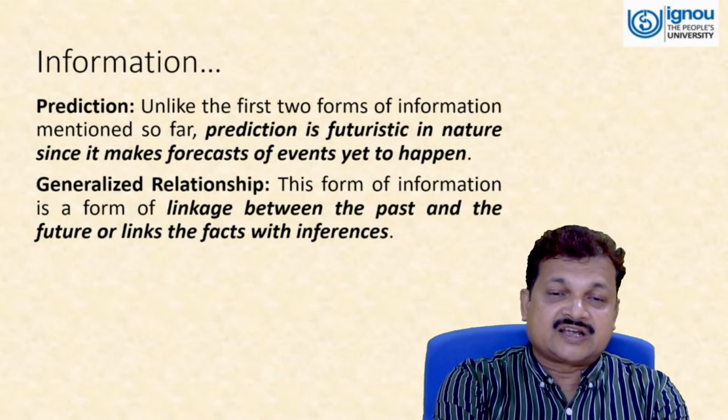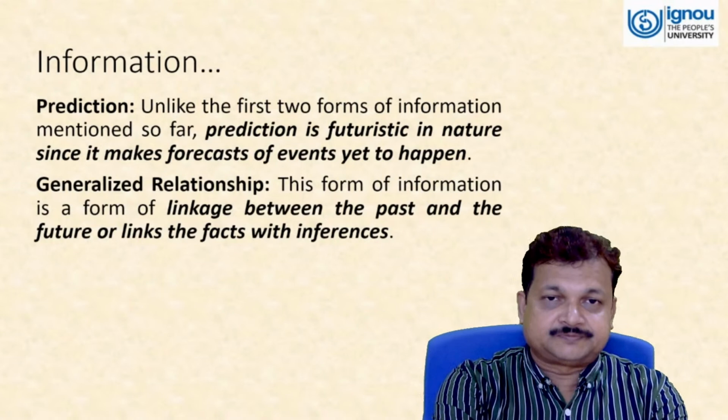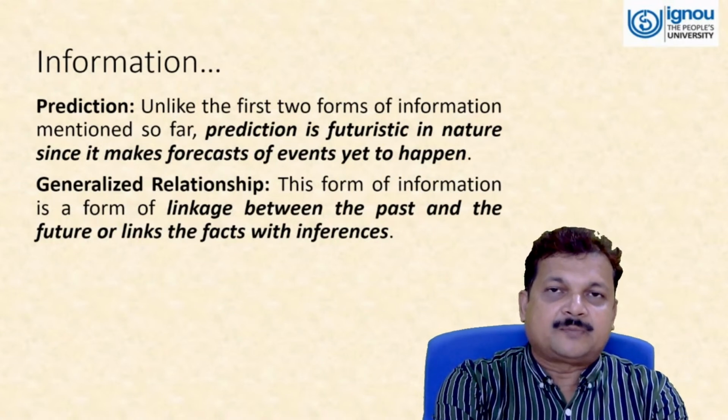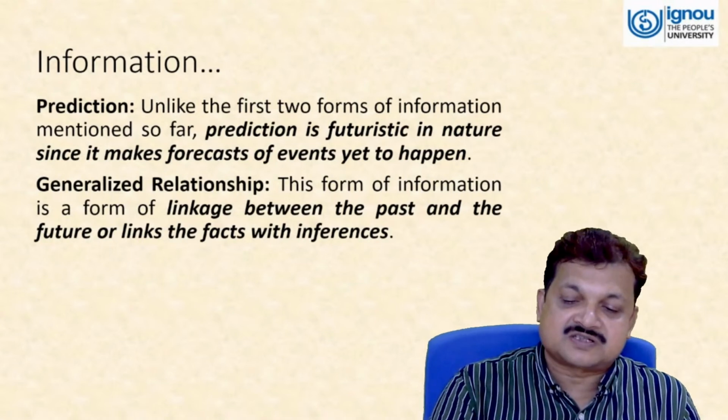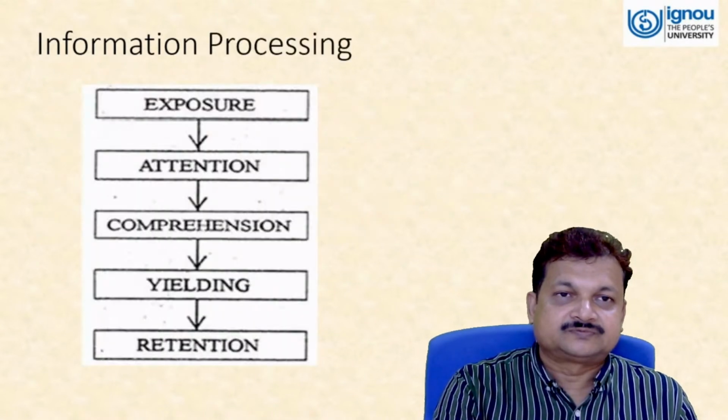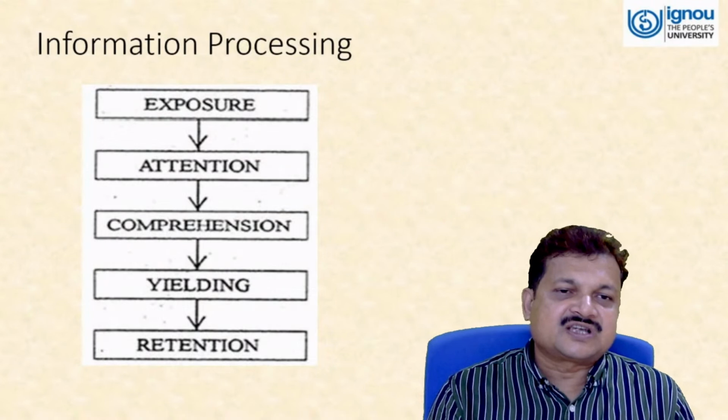So that has to be seen properly to verify whether these things will not happen again or will happen. So they are going to predict on the basis of that. So that is a generalized relationship and they want to make it. Now, information processing, how is it happening?